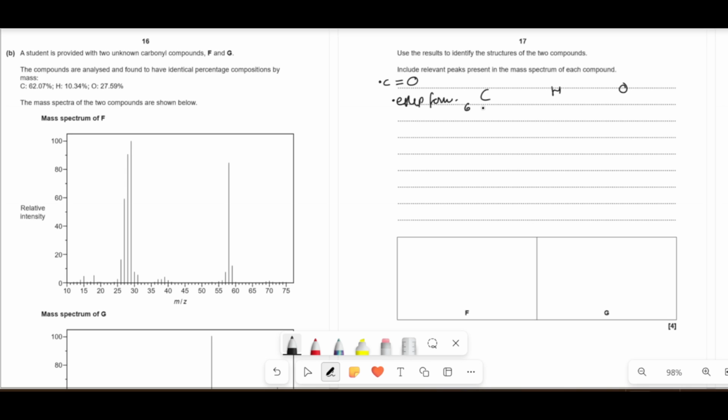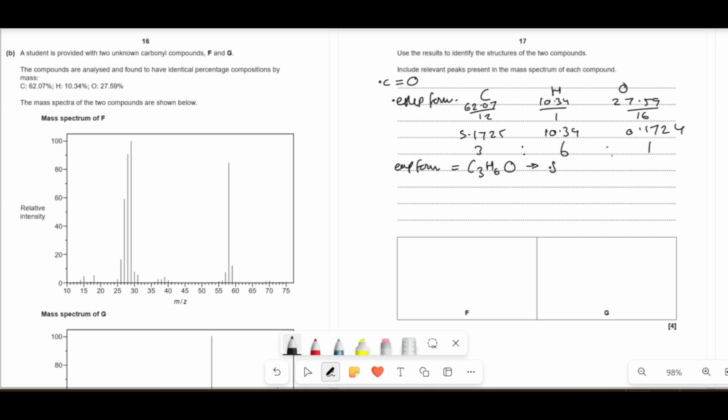That's going to be 62.07 divided by 12, 10.34 divided by 1, 27.59 over 16. So that gives you 5.1725, 10.34, 0.1724. And if you divide by the smallest number, then you'll get roughly 3 to 6 to 1. So that means the empirical formula is going to be C3H6O. Fine. Now what we need to do is figure out what the Mr of that is. So that's 12 lots of 3 plus 6 plus 16.